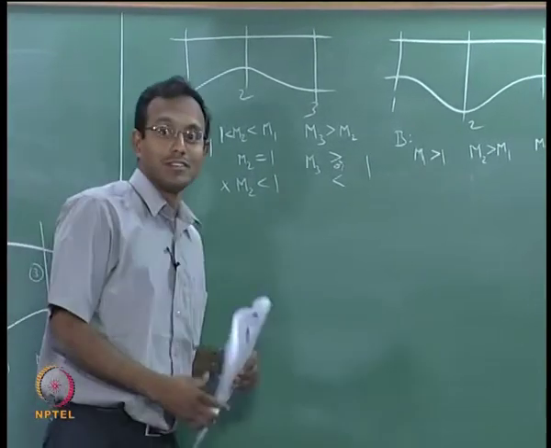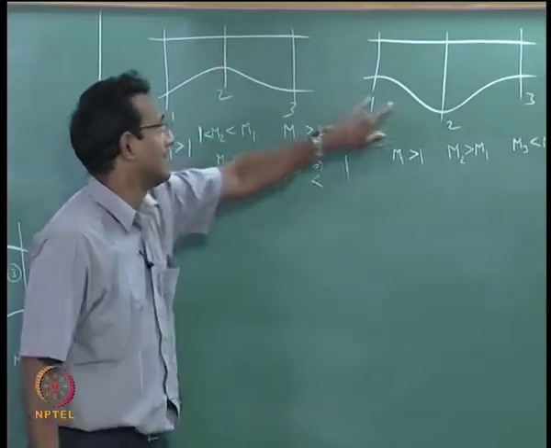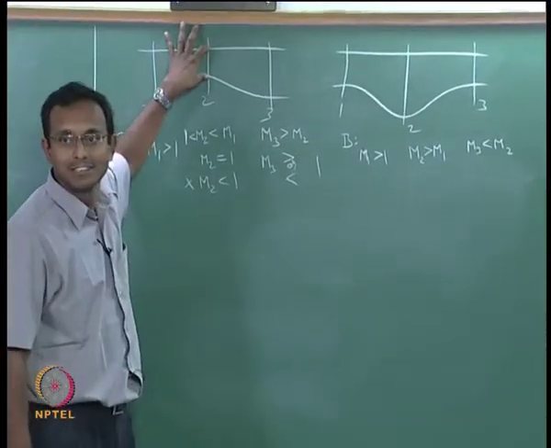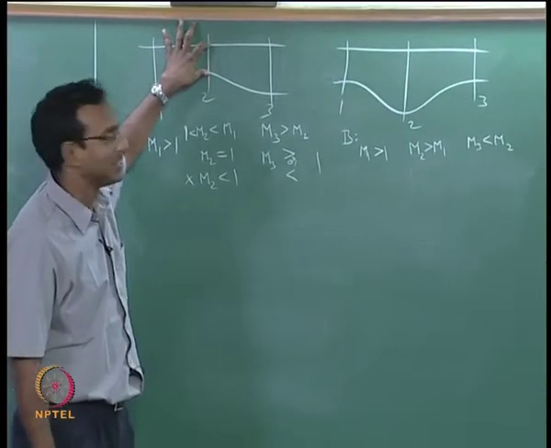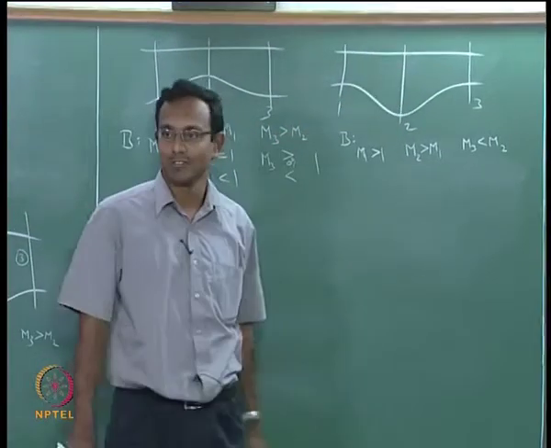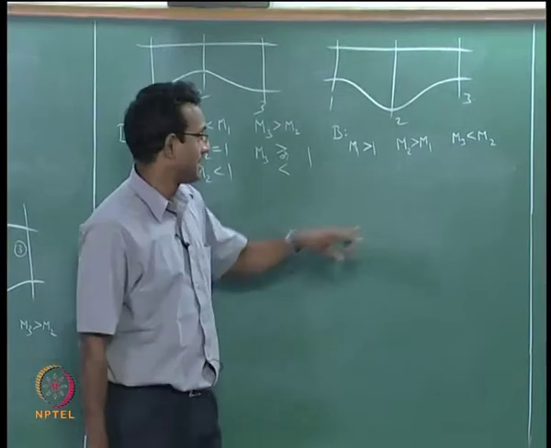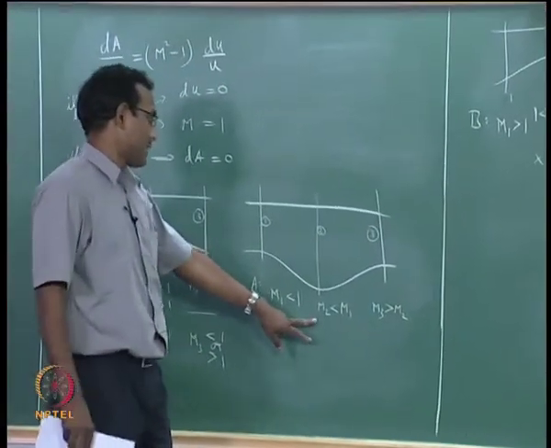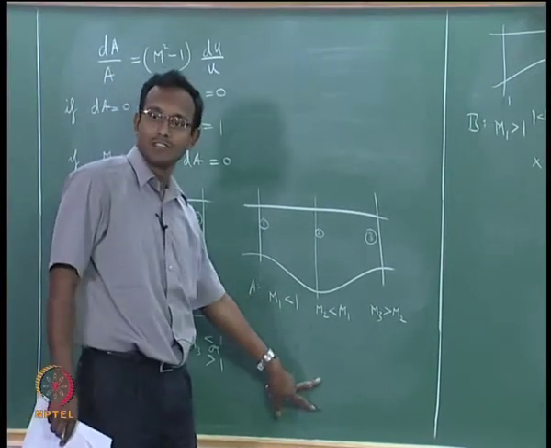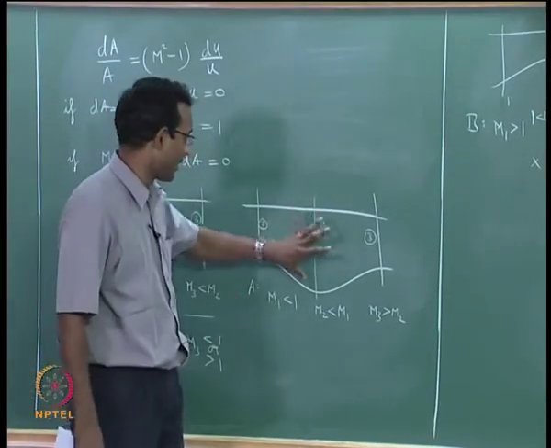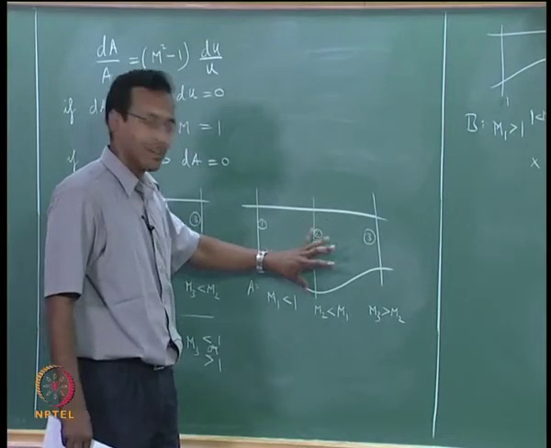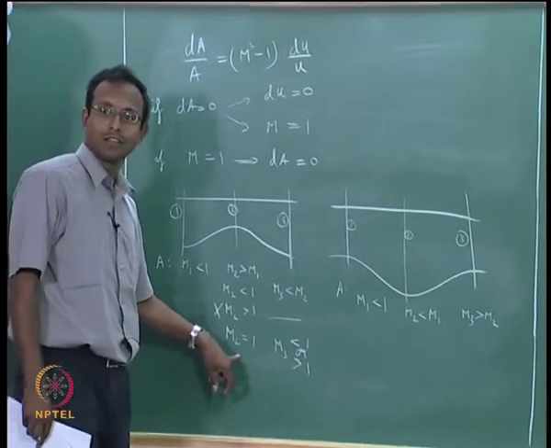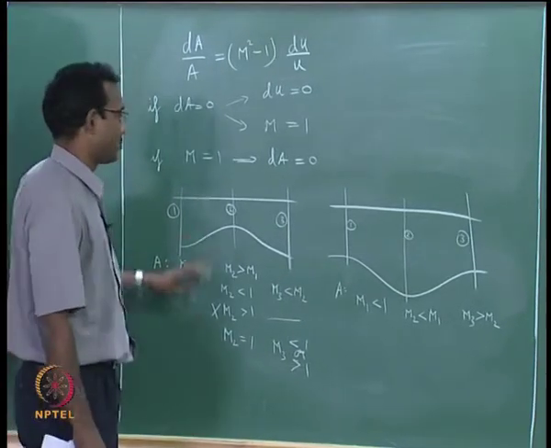The nice thing about this particular example is I am going to say here also dA is going to be equal to 0, here also dA is going to be equal to 0. In this case, whichever condition I pick, I am never going to get M equal to 1 in these, in this kind of a duct. But in this kind of duct, I have possibility of M equal to 1 happening. That is what you need to think about.